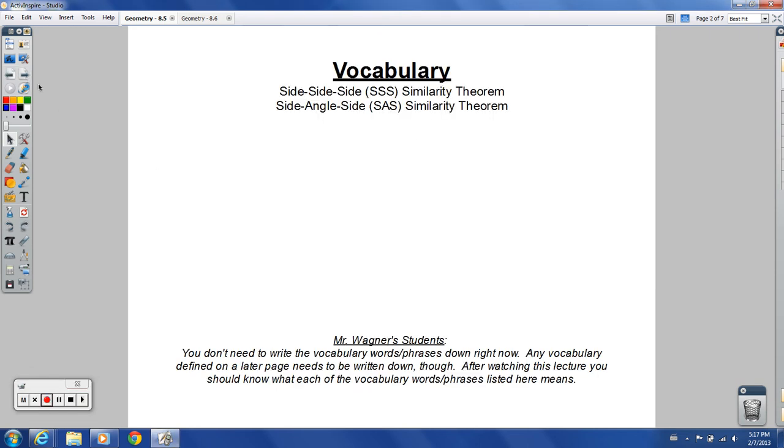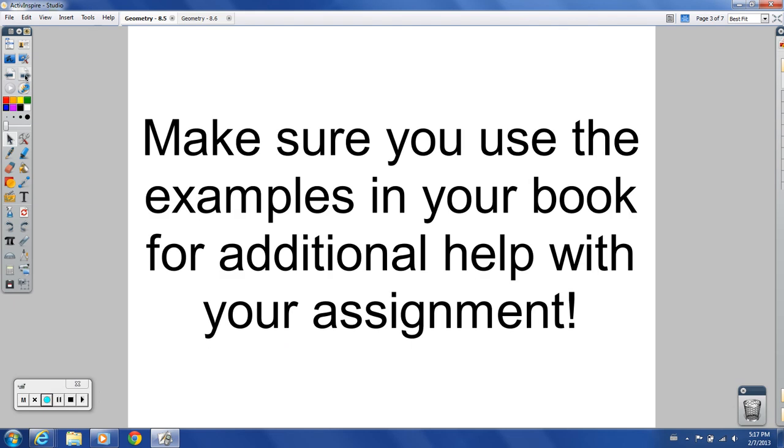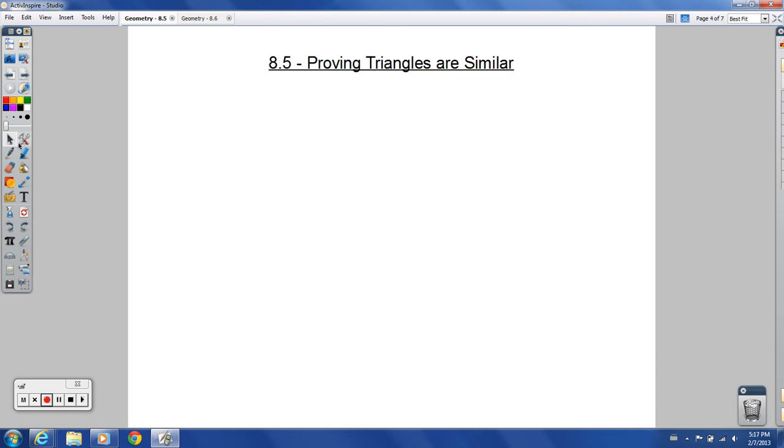This is geometry, this is similarity stuff, and today we are learning about side, side, side, and side, angle, side, and how it relates to similarity instead of congruence. We've learned about these congruence postulates and theorems before, and now we're learning about how they apply to similarity. So make sure you use those extra examples in your book, and let's get into the lesson at this point.